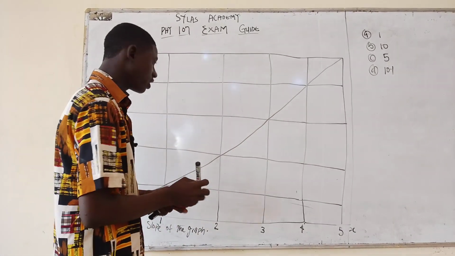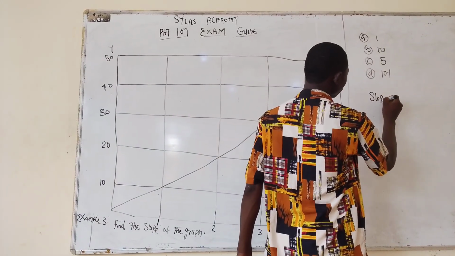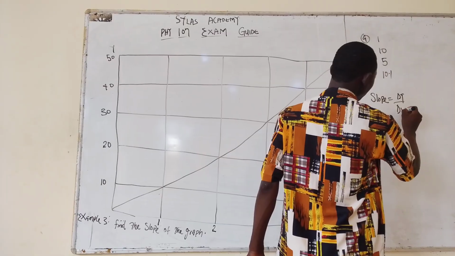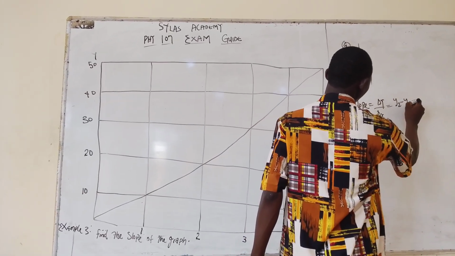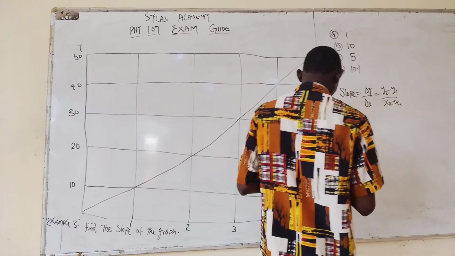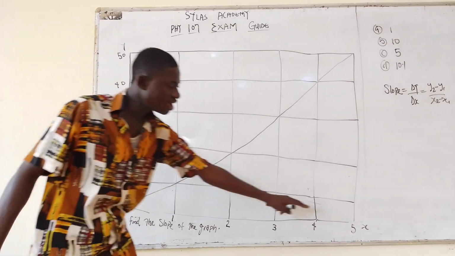I told you in the other example that slope is calculated as the change in y over the change in x. This is equal to y2 minus y1 over x2 minus x1. Now, these are the y-axis and these are the x-axis.